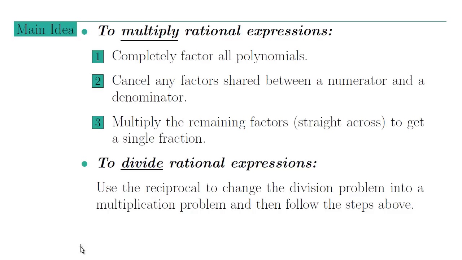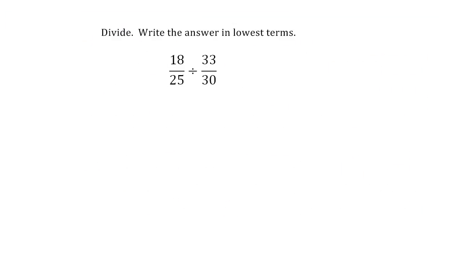When dividing rational expressions, we're going to use the reciprocal to change the division problem into a multiplication problem, and then continue to follow the steps above. Let's quickly talk about the division of two fractions. Divide the following and write the answer in lowest terms. 18/25 divided by 33/30. In other words, 18 over 25 divided by 33 over 30.